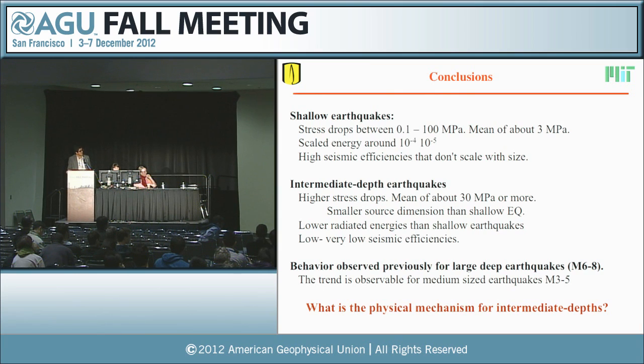So these results will hopefully help us in defining what the physical mechanism for intermediate depth earthquakes is. Will it be dehydration embrittlement? Will it be thermal shear runaway? Whatever the mechanism is, it has to be able to explain these low seismic efficiencies and high stress drops that we see in this data. Thank you very much.